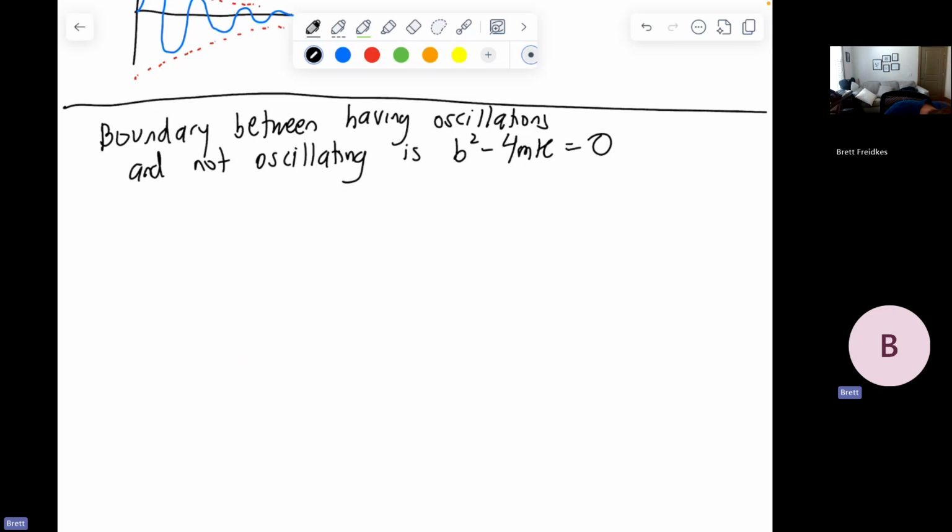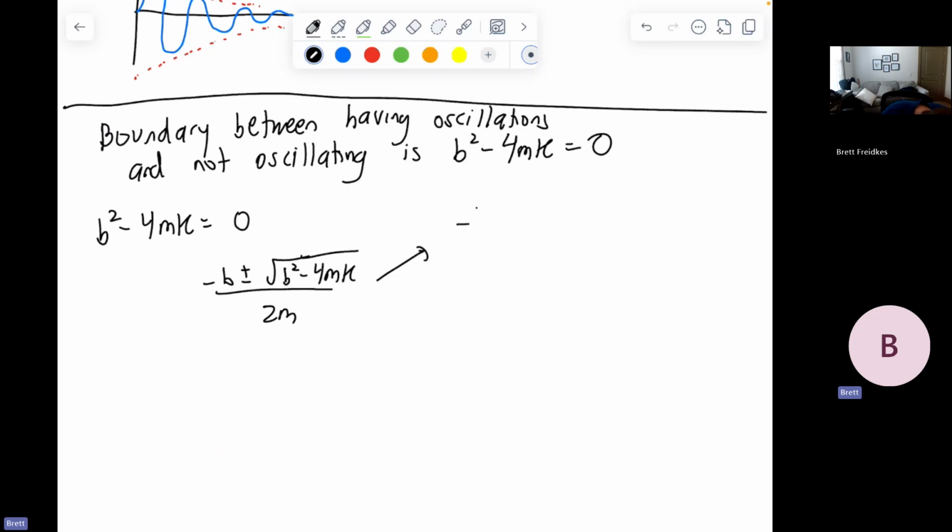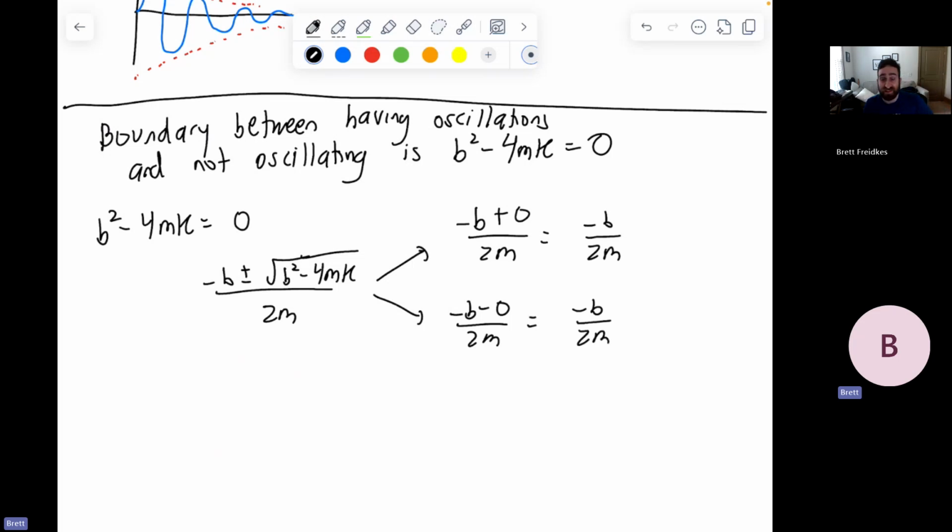If we have b squared minus 4mk equal to 0, how does that impact the results of our quadratic equation? So again, let's do an example where we have negative b plus or minus the square root of that discriminant. This is negative b plus 0 over 2m. This is negative b minus 0 over 2m. And you see that when we do this, we get the same root twice. This yields repeated roots.